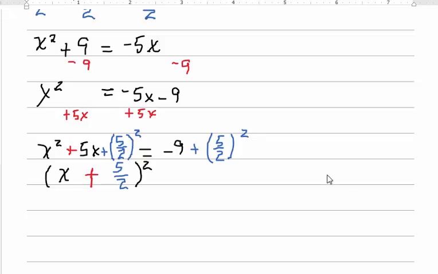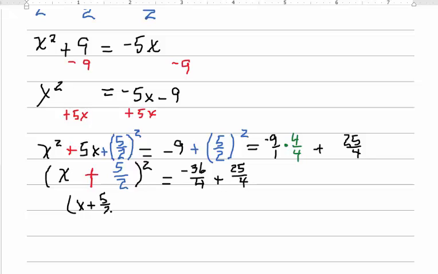Now on the right side of the equation, I need to think of the negative 9 as negative 9 over 1. And I need to square the 5/2, which gives 25 over 4. In order to combine these, I need a common denominator. So I'm going to multiply negative 9 over 1 times 4 over 4. So the right side becomes negative 36 over 4 plus 25 over 4. So I've got the square of x plus 5/2 equal to negative 36 plus 25, which is negative 11, so negative 11 over 4.